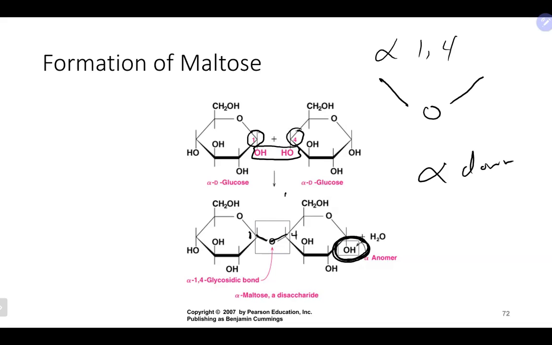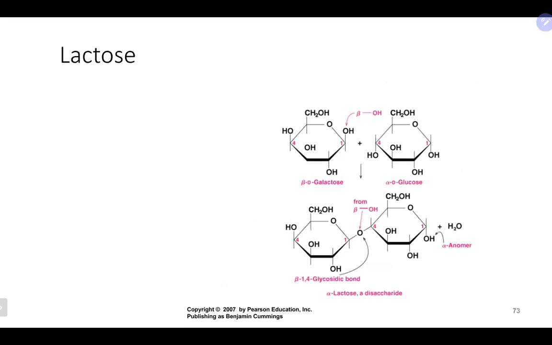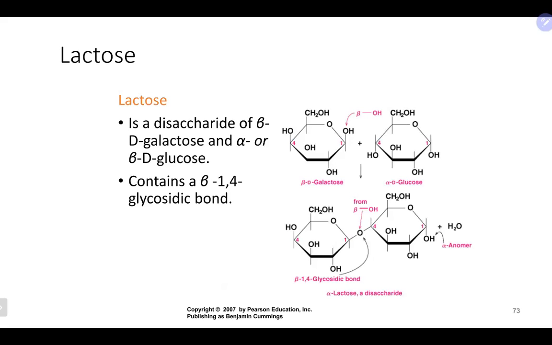Obviously, if you want to break it apart, you throw water in there and you get both of the glucose units back, or separated out, I guess is a better way of saying that. Lactose is our disaccharide, made up of galactose and glucose. It is held together by a different type of bond. It is what is referred to as a beta 1,4 bond.